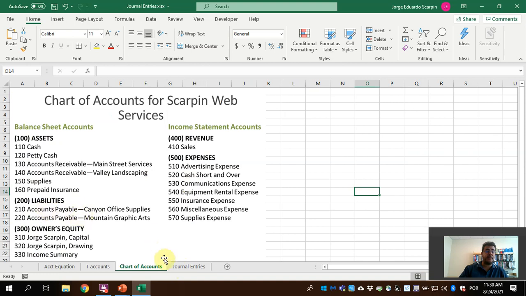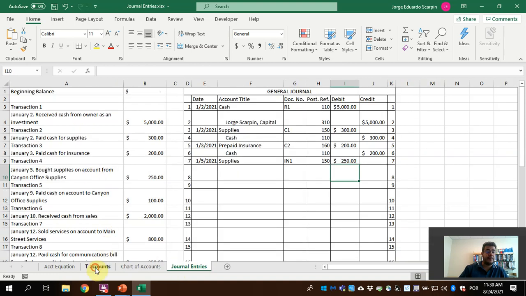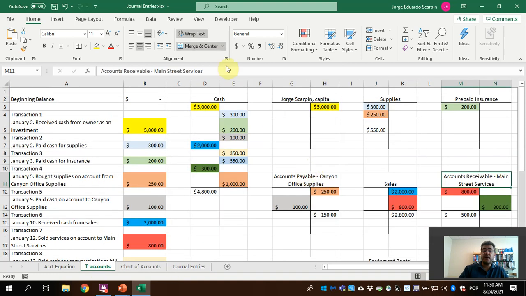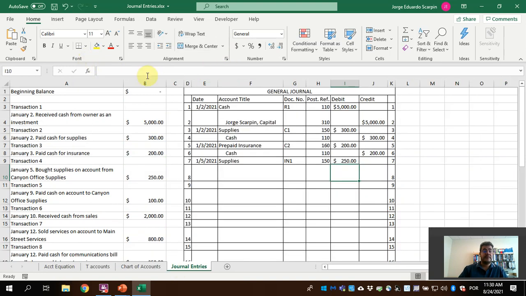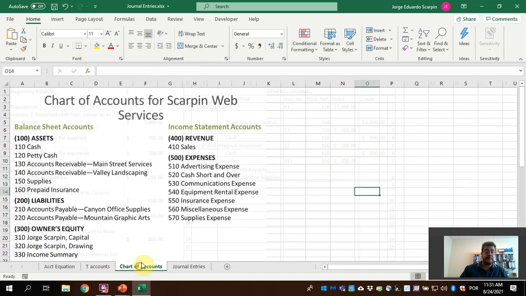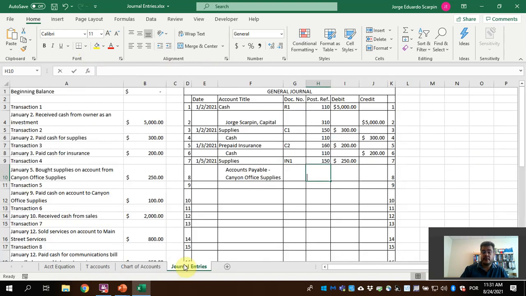Liabilities, accounts payable, Canyon office supplies. We have it on the T account. So let's copy and paste. It will be easier and faster. And accounts payable here, 210.